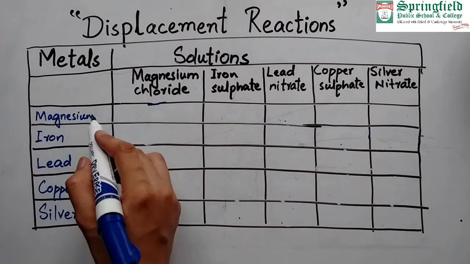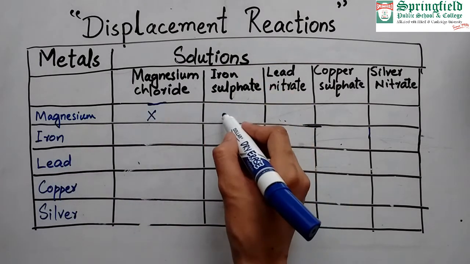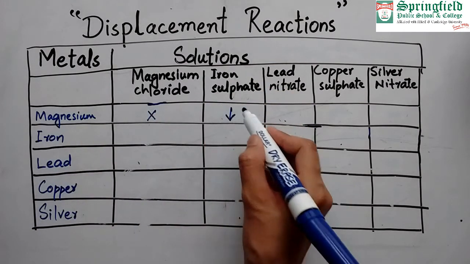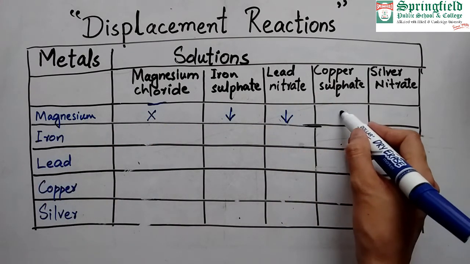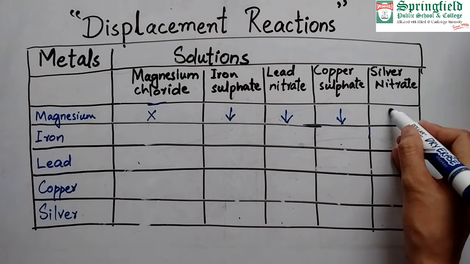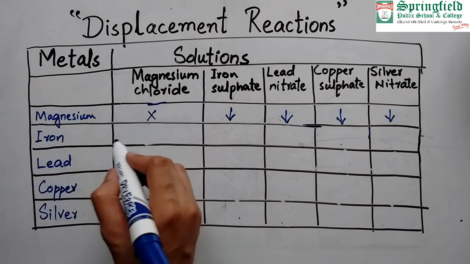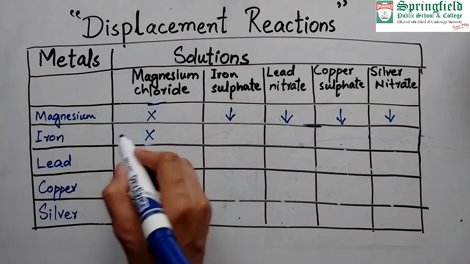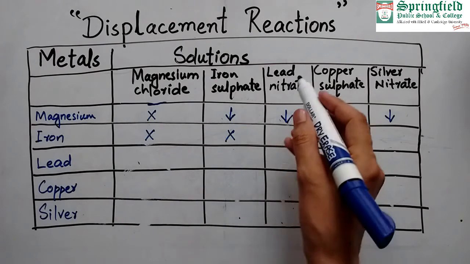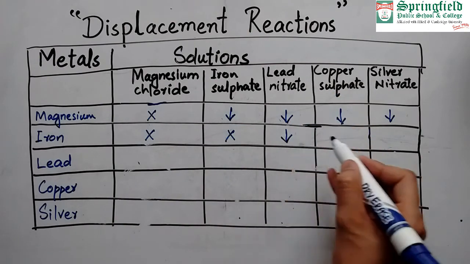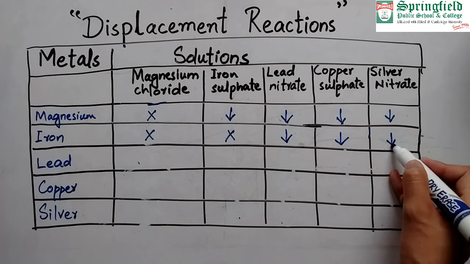For example, can magnesium displace itself? No. Can it displace iron? Yes. The downward arrow is showing displacement. Can it displace lead? Yes. And copper? Yes. Silver? Yes. Can iron displace magnesium? No, because magnesium has the higher position. Can it displace itself? No metal can displace itself. Can it displace lead? Yes. Can it displace copper? Yes. Can it displace silver? Yes.